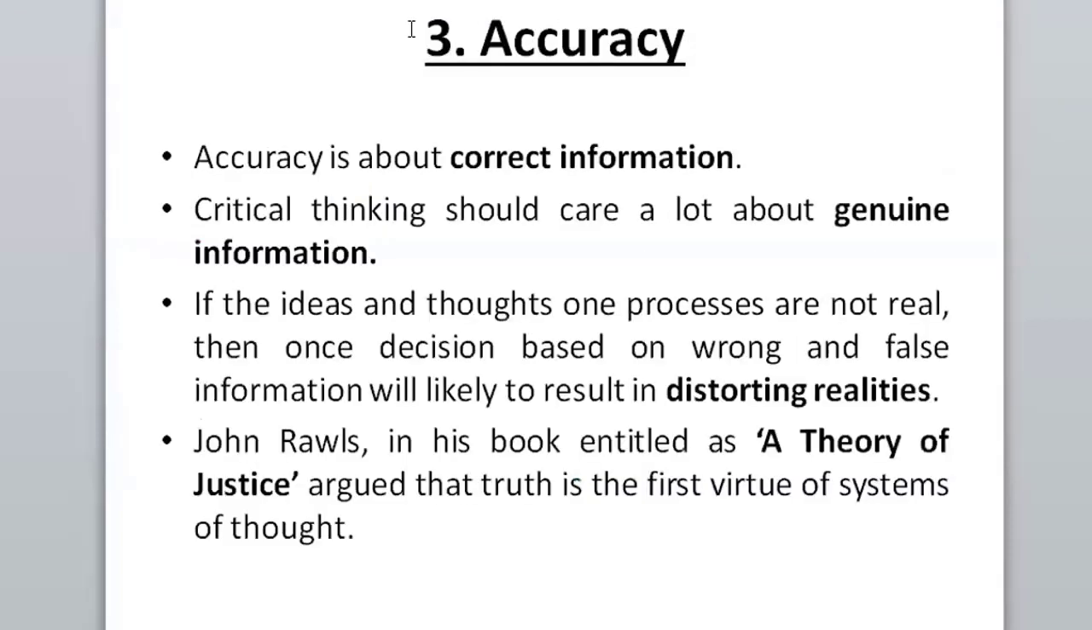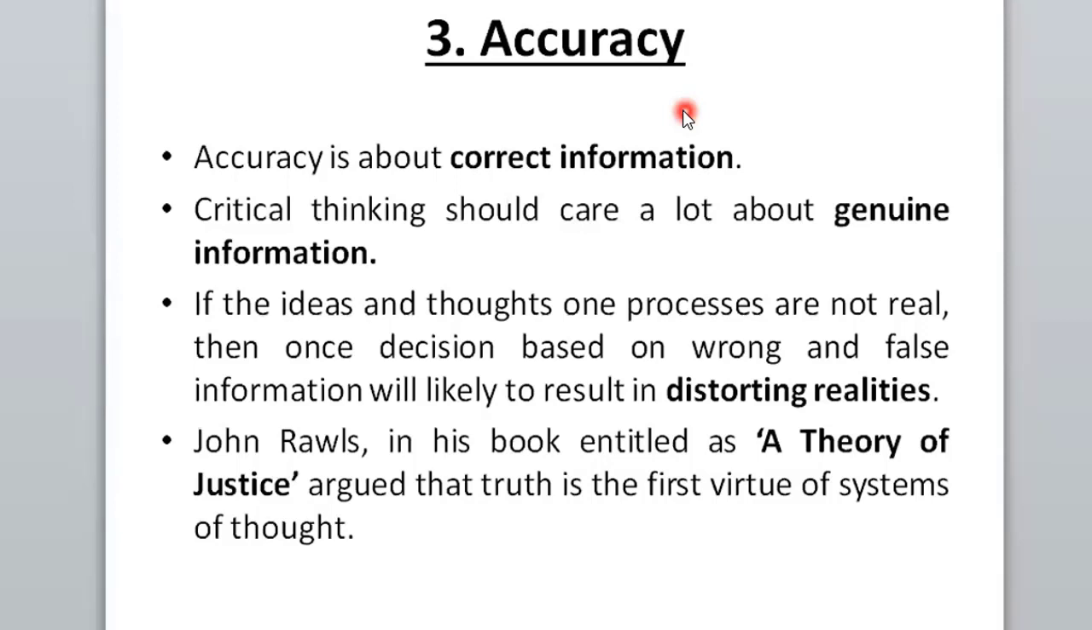The third one is accuracy. Accuracy here refers to correct information. Here we must look at the source of the information. There are legitimate sources. There are also illegitimate sources. So the source of the information determines its accuracy.